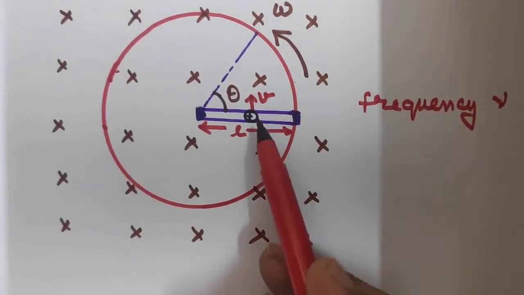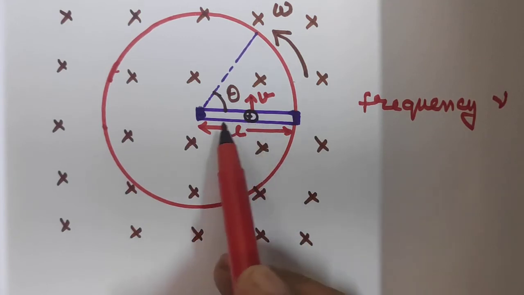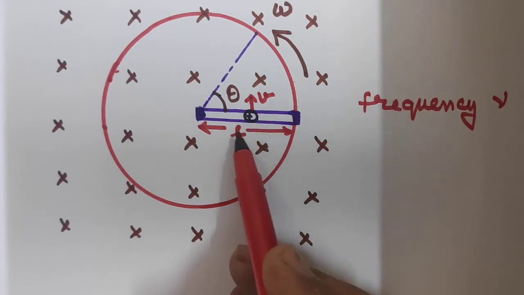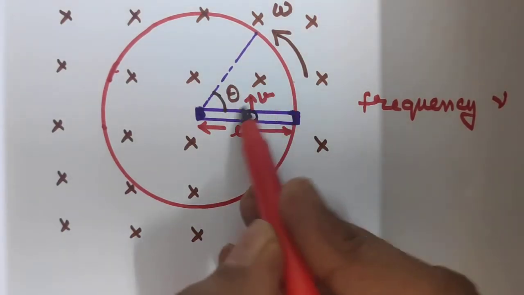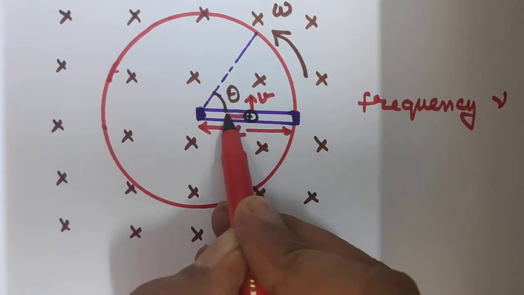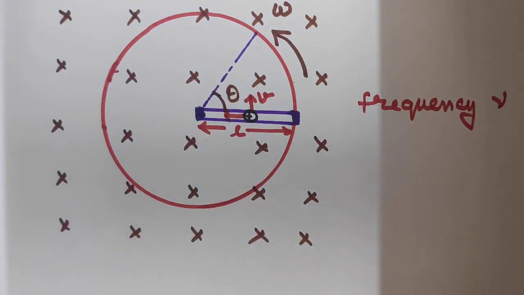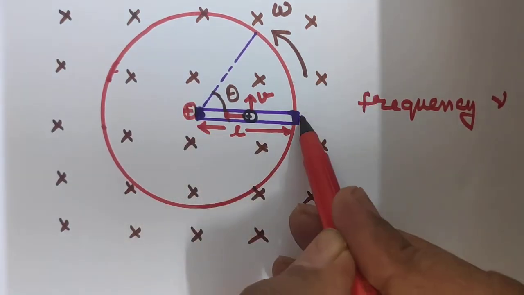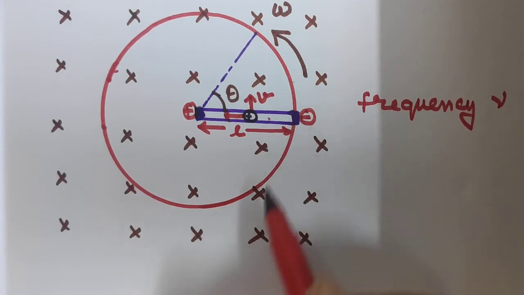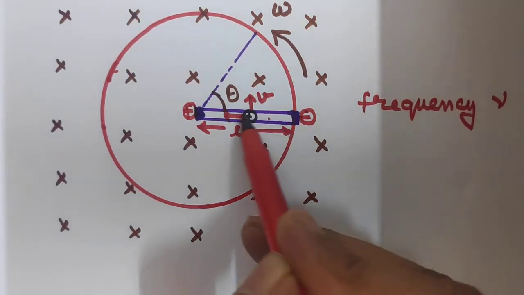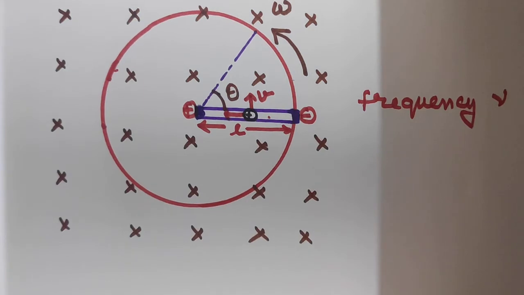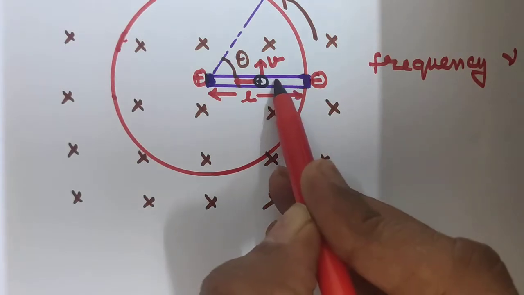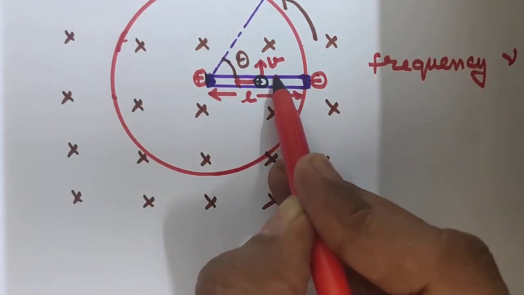Now suppose here is a positive charge. When the positive charge moves in this direction in the magnetic field, then according to the right hand palm rule, we know that the positive charge experiences a magnetic force in this direction. So the positive charge will move here and accumulate here, and the negative charge, that is the electrons, move this side towards the outer ring. Due to this, what happens? EMF is induced.